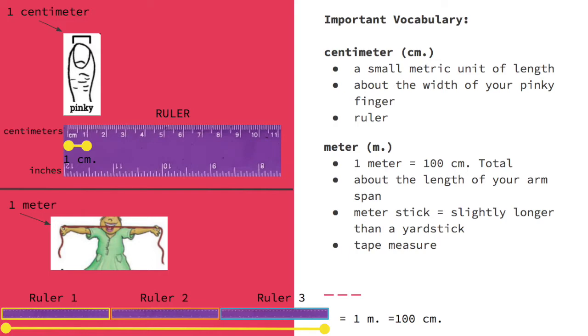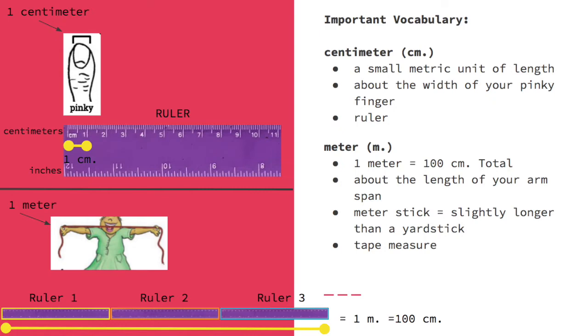Our second vocabulary word for today is meter. Can everybody say meter? Great job. Meter can be abbreviated or shortened to m period. 1 meter is 100 centimeters total, and it's about the length of your arm span. We measure meters using a meter stick, which is slightly longer than a yardstick, or we could also use a tape measure.